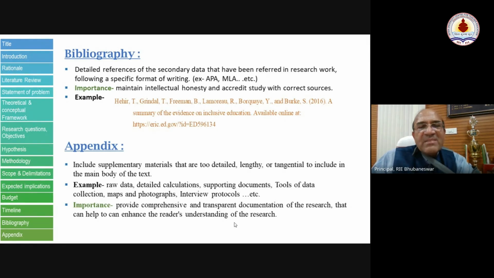Then appendices are there, because sometimes whatever tool you have used, suppose someone wants to use your tool, then that tool you can supply in the appendix. That tool will be very meaningful for other researchers. So an appendix may include supplementary materials, such as tools, that are detailed, lengthy, or tangential to include in the main body of the text. We avoid the inclusion of this type of material in the main text. So that's why we put it in the appendix. For example, raw data, detailed calculations, even calculation theory, computational methods, even supporting documents, tools of data collection, maps and photographs, interview protocols, etc. And its importance is that this will provide comprehensive and transparent documentation of the research that can enhance the reader's understanding of the research. So the researcher will understand everything clearly, as well as that researcher will also report her outcome, her research, on the same line. So this will be guiding for the researcher also.